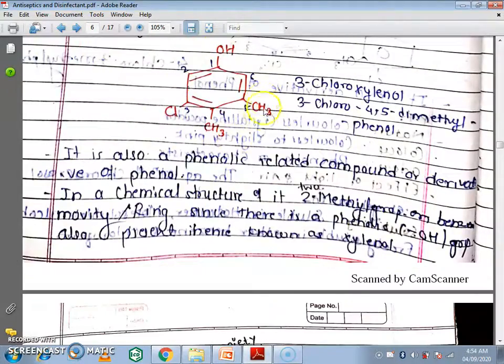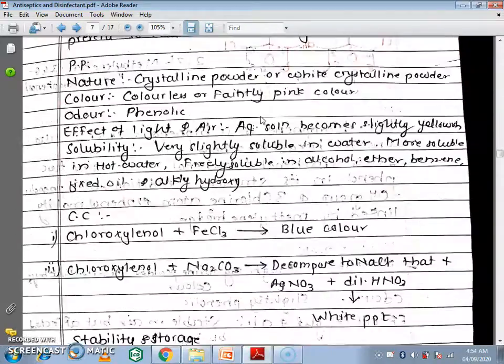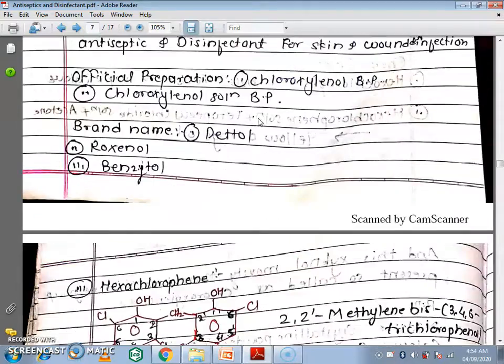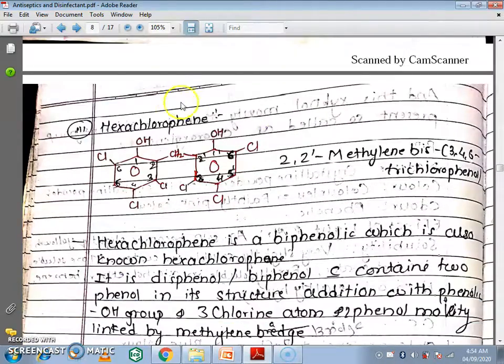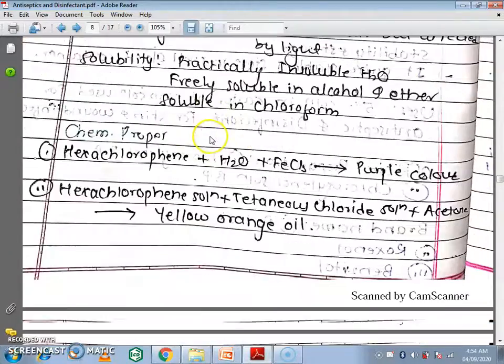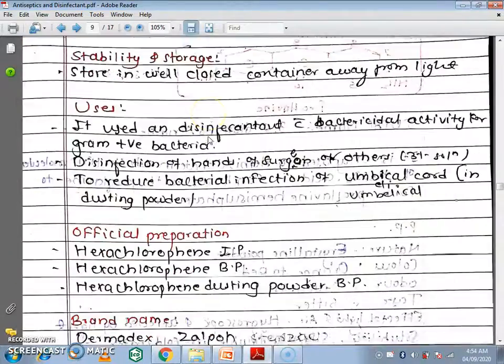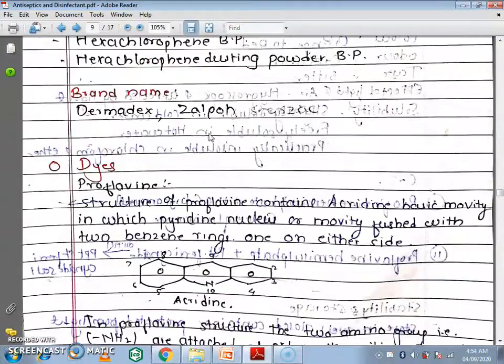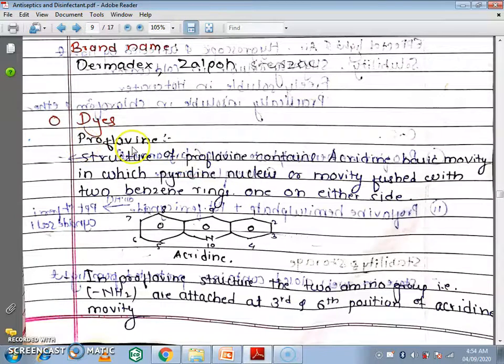This is the structure of Dettol. Next we saw the hexachlorophene. And next we will see the dyes. In that, the first drug is proflavin.